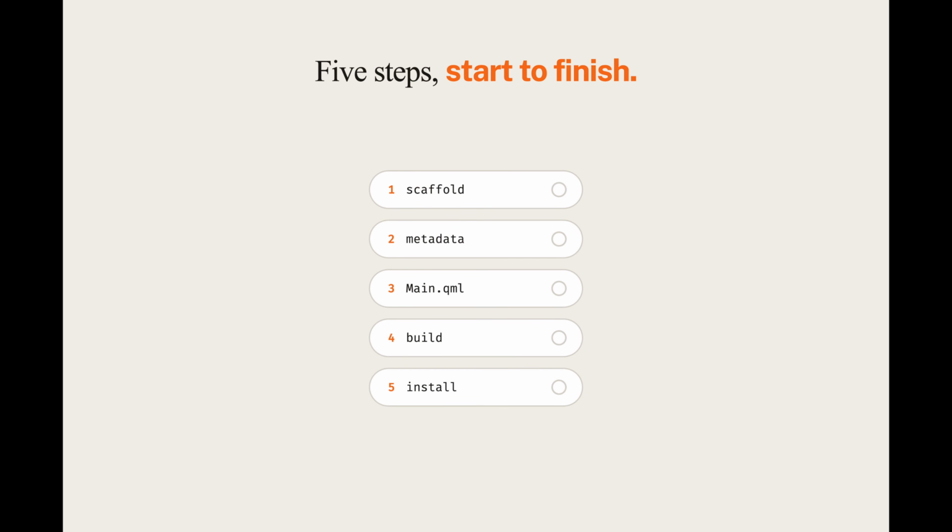We'll be starting by scaffolding a project directory, and in the second and third steps, we'll be doing a bit of vibe coding. And in the fourth step, we will be building the LGX file. And finally, in the fifth step, we will be installing it on Basecamp to test it out.